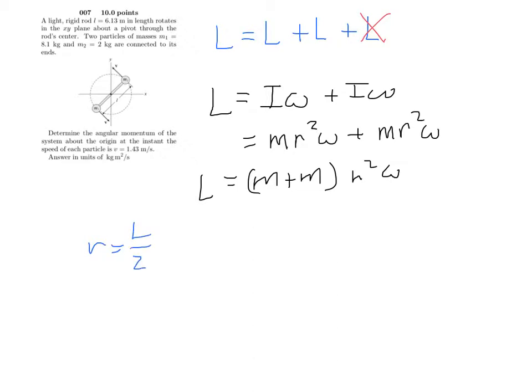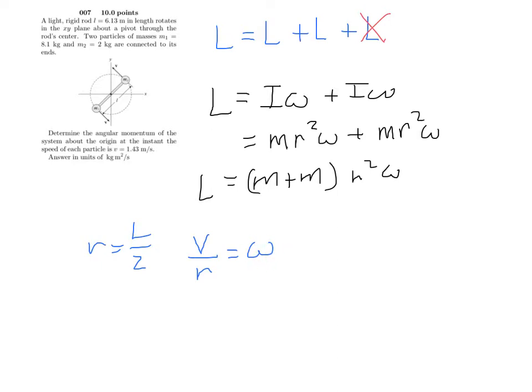In my case, my length is 6.13 meters, so 3.65 meters will be my radius. My omega, here it says the speed of the particle is 1.43 meters per second. But I know that the speed divided by r gives me my omega. Because if I have meters per second and I divide by the radius, then that'll give me how many radiuses I go every second, which is radians per second, which is my omega.